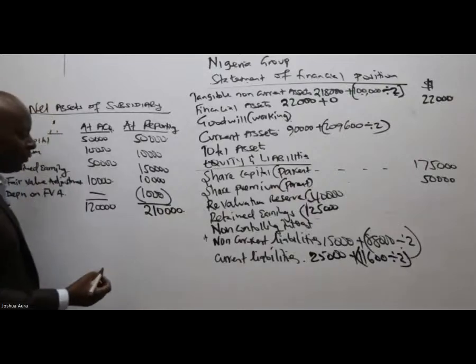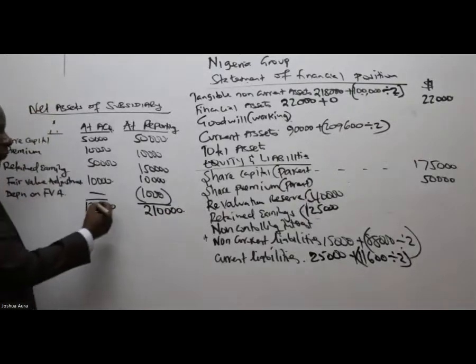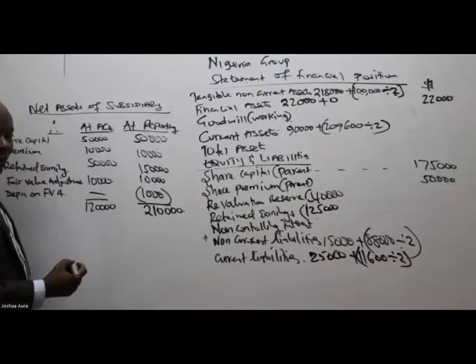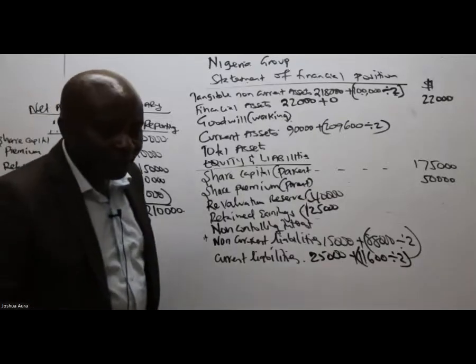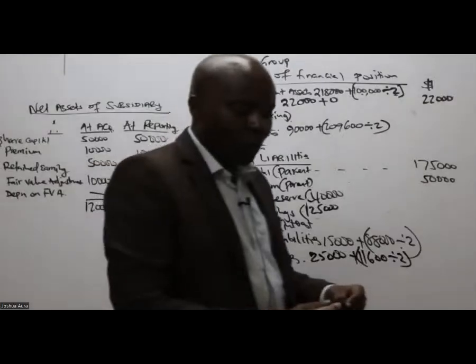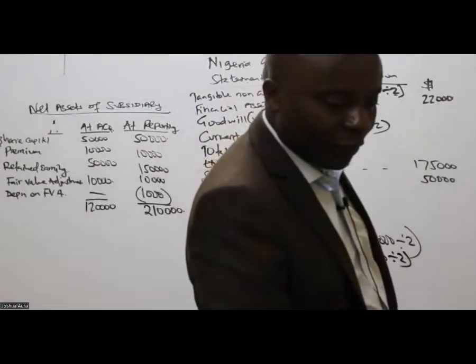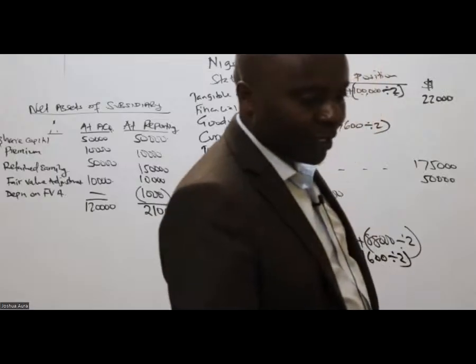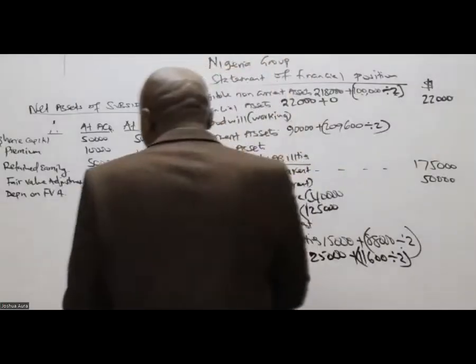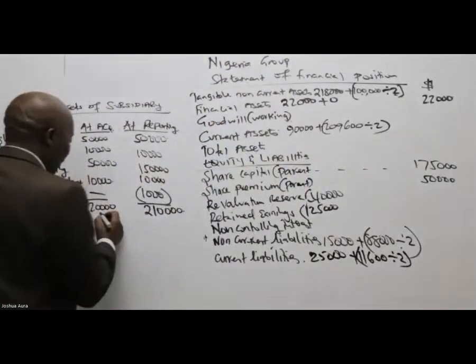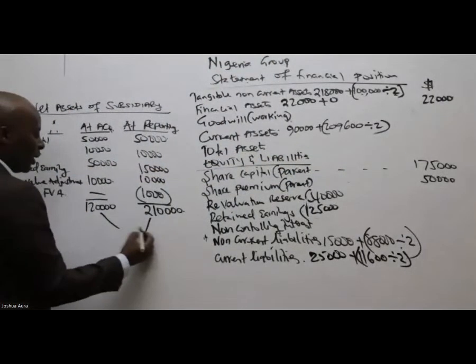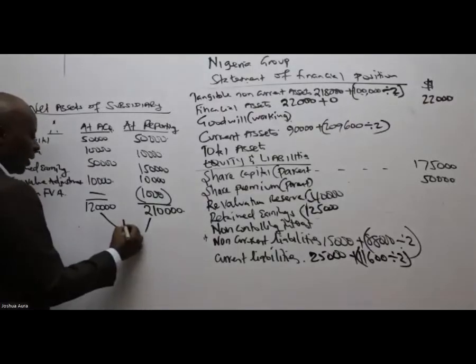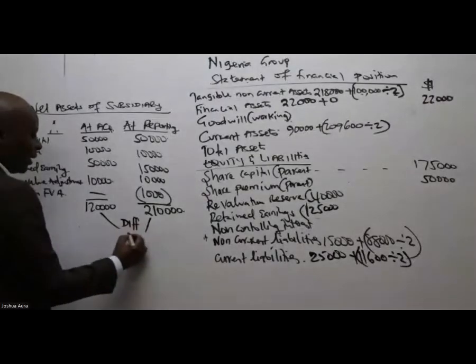So do we have a difference between the two? What is the difference between the two? 90,000. The difference between the two is 90,000.